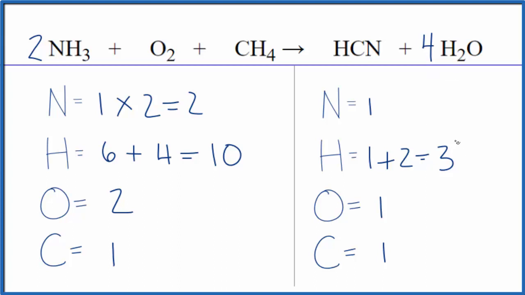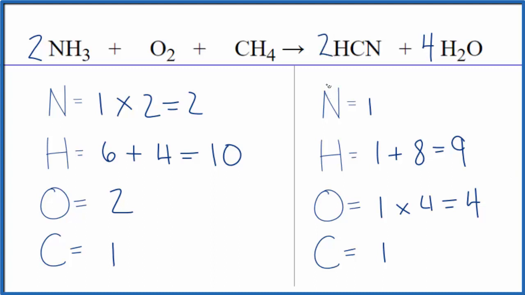So now I need to update the hydrogens here. So I have 1 here plus 4 times 2, that's 8. So I have 9. And then oxygen, I have the 1 times the 4. That'll give me 4 oxygen atoms, but those are easy to fix. It's still a problem though. I could put a 2 in front of the HCN. That's going to mess everything up, but it would balance the hydrogens.